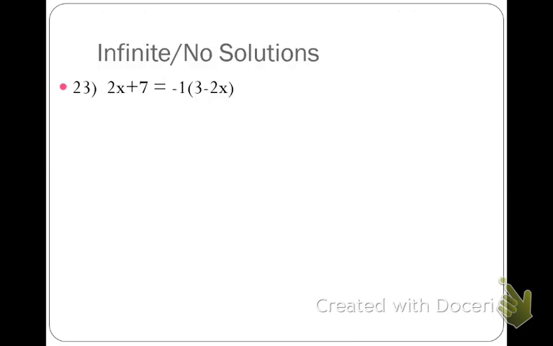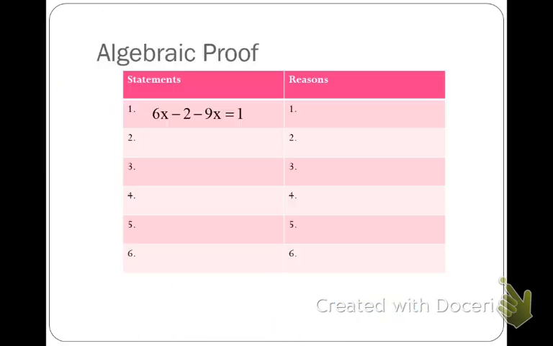All right. Let's go take a look at these two algebraic proofs, and we'll be all done. And they're a lot like the first ones. We're going to add a couple of reasons in here. All right? So we're going to start with 6x minus 2 minus 9x equals 1. And the reason we're going to give here is it was given to us. We're starting here because it was given. Okay? Now, we know that we need to combine like terms. So we do that, and we get negative 3x minus 2 equals 1.